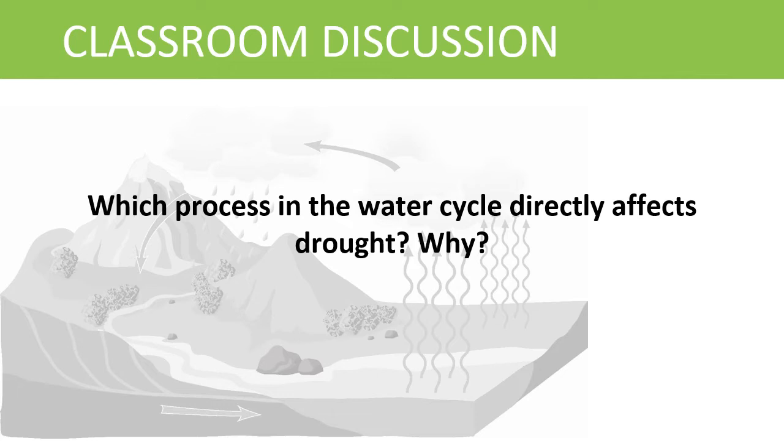Which process in the water cycle directly affects a drought and why? Actually, there's a few places. If the drought has become so severe that it's depleted the surface water, it can't have evaporation. However, before it gets that severe, the precipitation side of the water cycle isn't happening first. So once precipitation stops, the surface water starts drying up, the aquifers start drying up, and it stops the evaporation process, which also stops the condensation process. So the direct effect would be the precipitation, but then from that precipitation, it can affect the whole cycle.